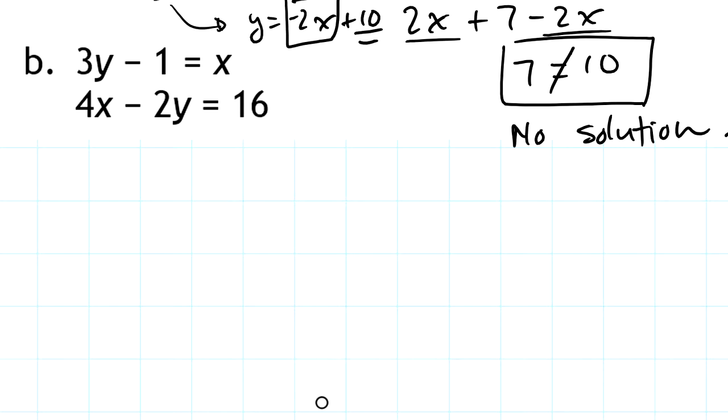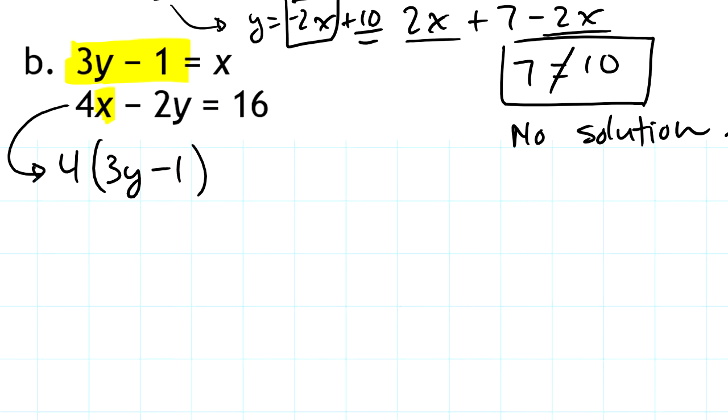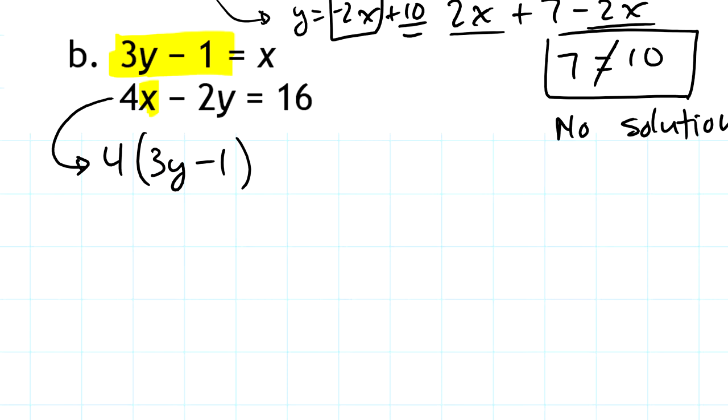B, I'm pulled to substitution again because this is a very nice substitution for x. So I'm going to replace x in the second equation with 3y minus 1. So I've got 4 times x. Playing the part of x is 3y minus 1. So you can see I'm just rewriting the second equation. So I've got 4 times x, and then minus 2y, and that equals 16. So that's the second equation perfectly. Playing the part of x is 3y minus 1.